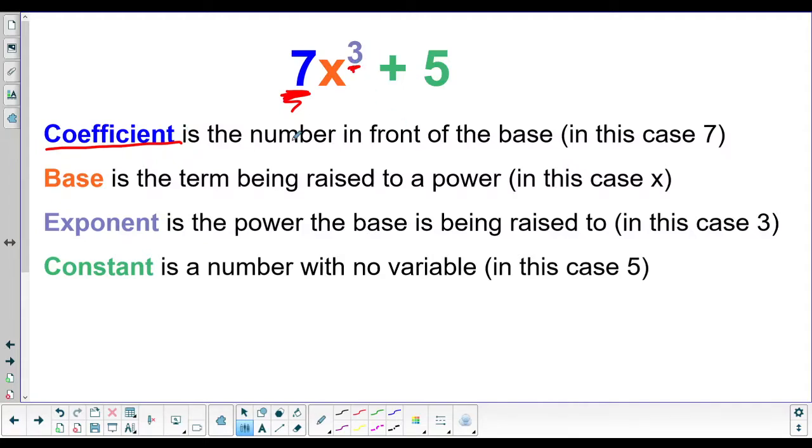Obviously, 3 is called an exponent. It's the little tiny number that's raised up. These are actually superscripts. Super meaning like big or up. Script as in like a written thing.